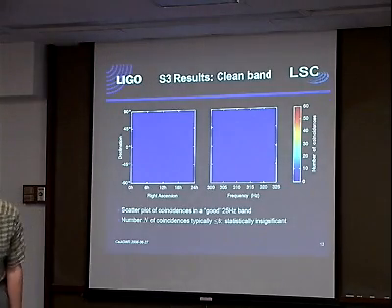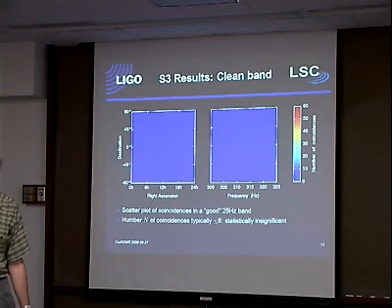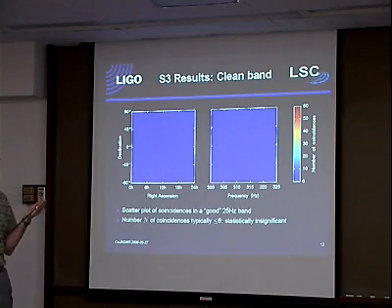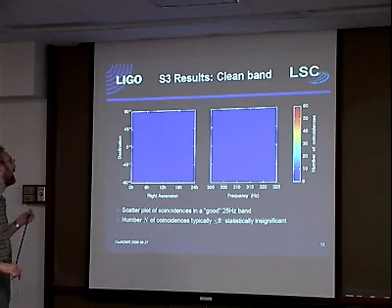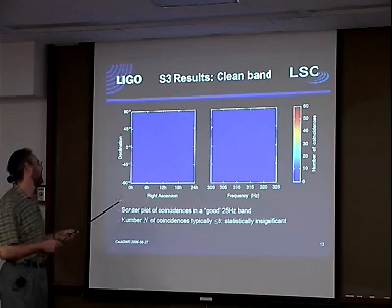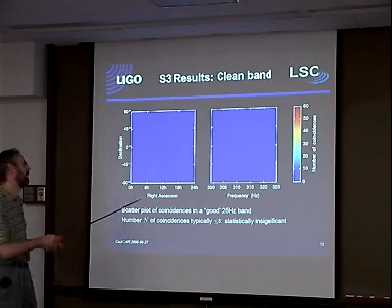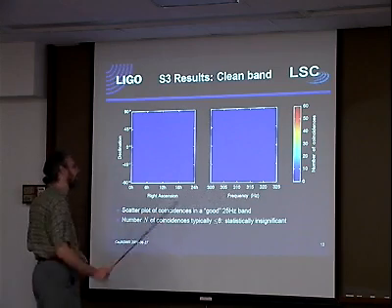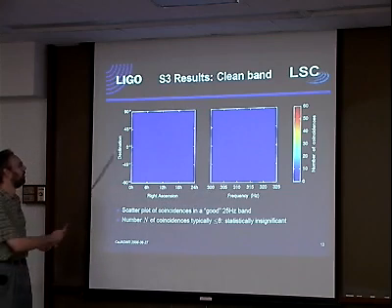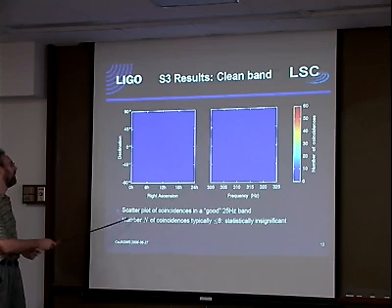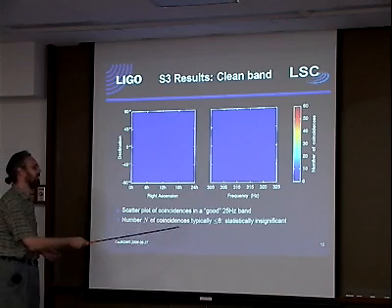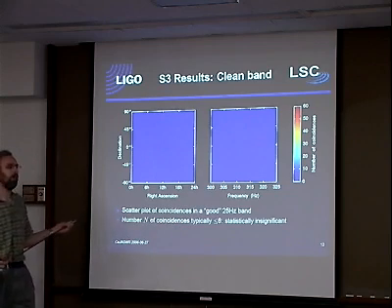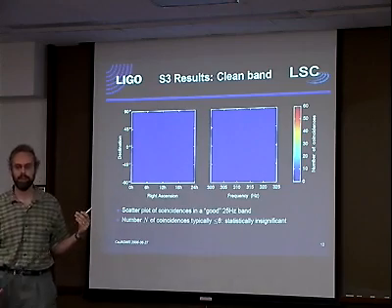So here's an actual result for a typical clean band of data, a band that has no instrumental artifacts. Basically looks like Gaussian noise. So this is a particular band from 300 to 325 hertz. Over all the sky, it looks pretty clean. The number of coincidences is typically less than or equal to 6, which is roughly what one expects from Gaussian noise.